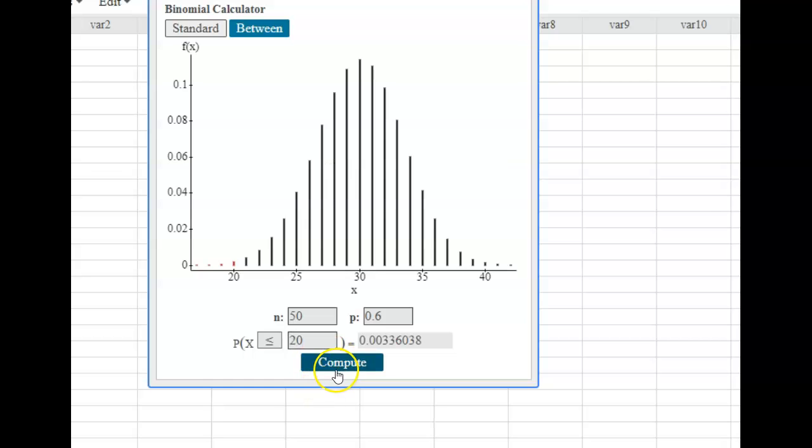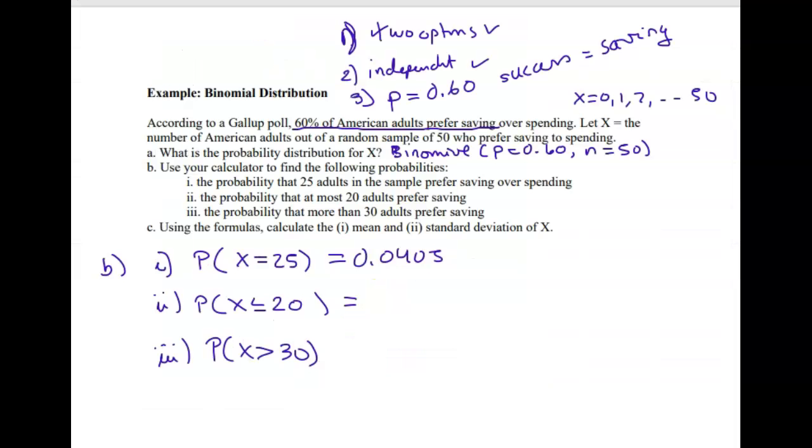Compute. You can see the red bars here that were added up. It's tiny, 0.0034. And finally, the probability that x is bigger than 30.